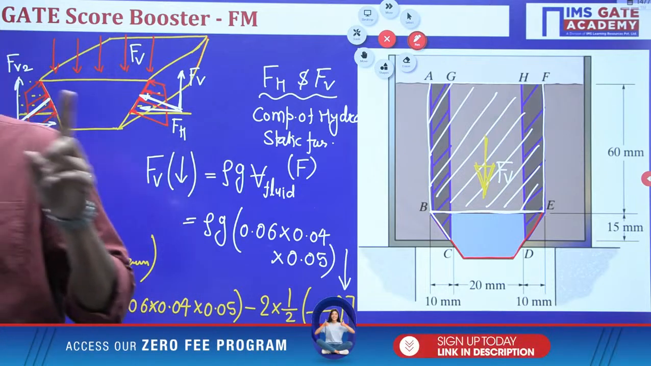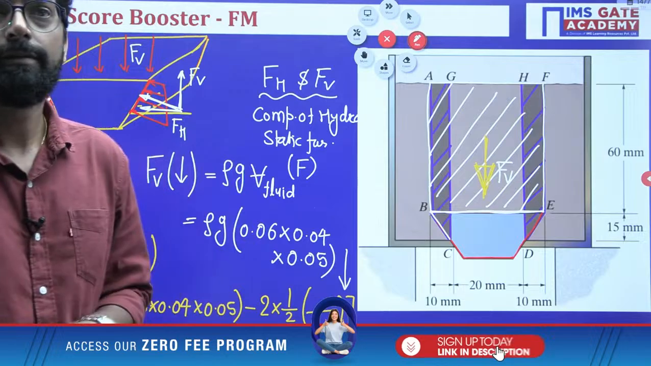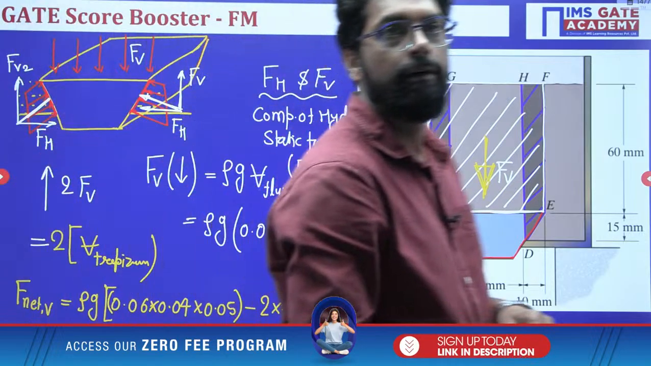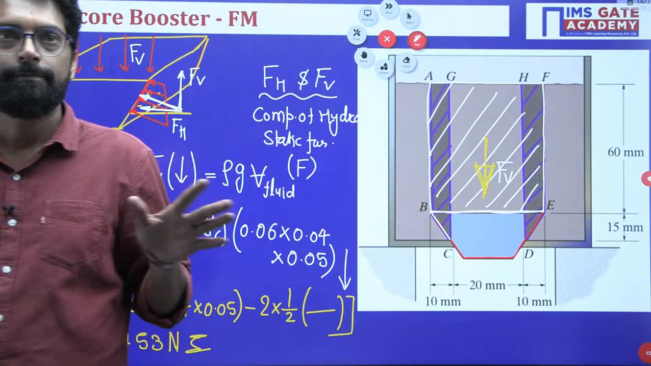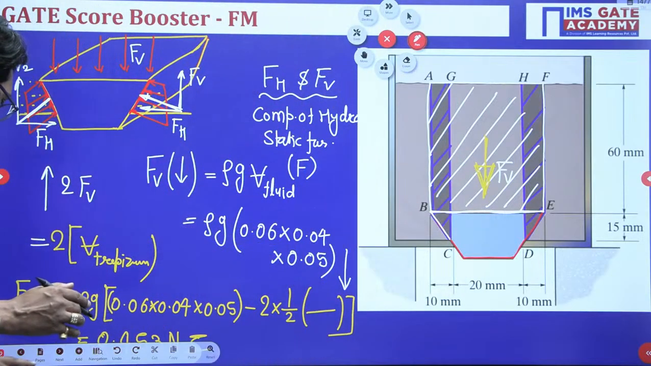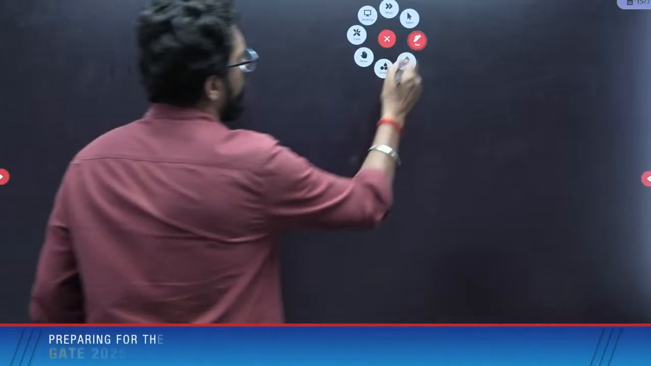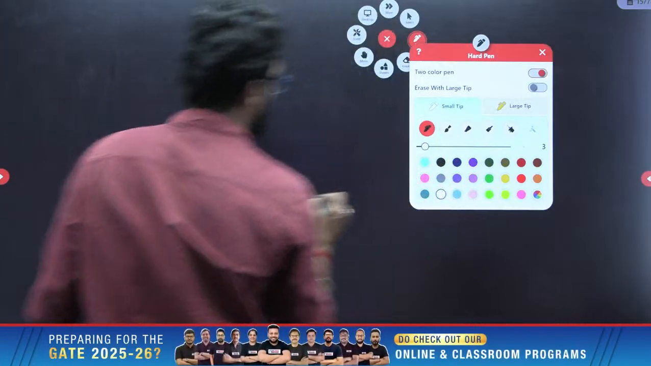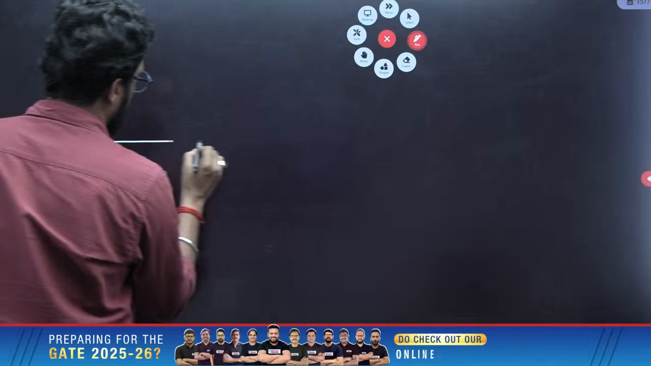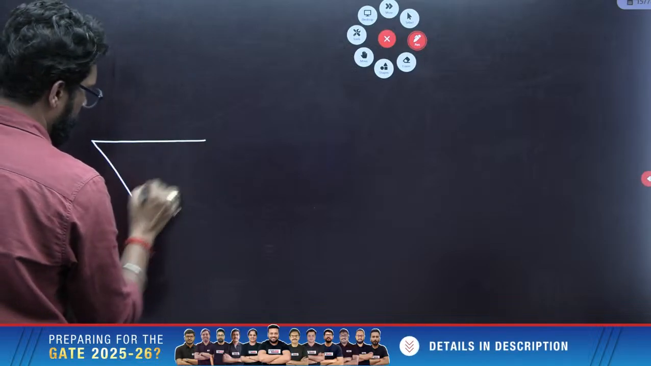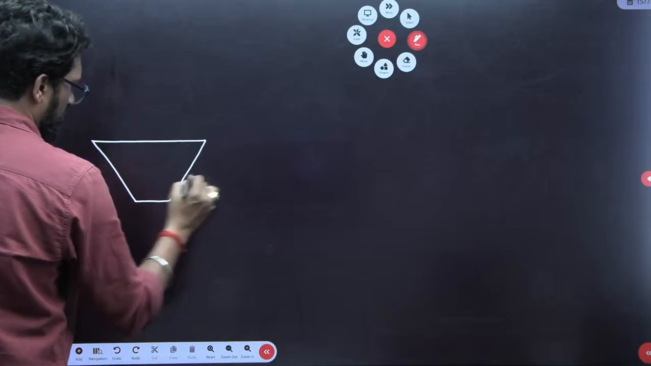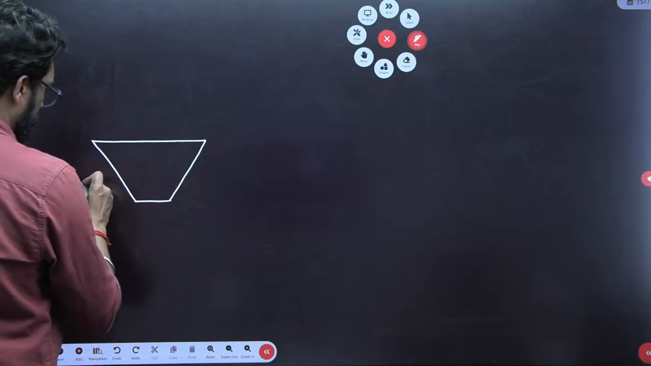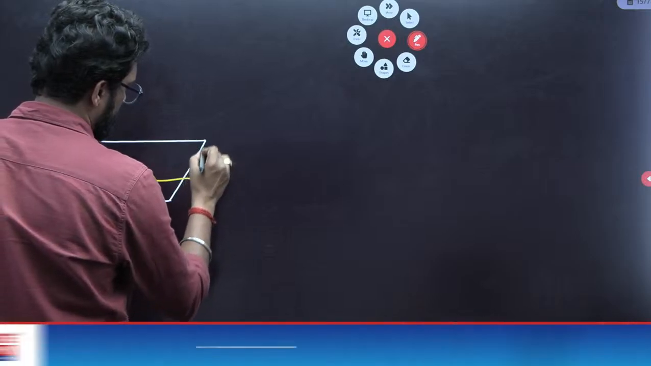I will repeat again. If there is any problem, please ask me. There is a simple funda. See, this is your trapezium, any shape. Here it is a fluid. Up to that, there is a fluid.